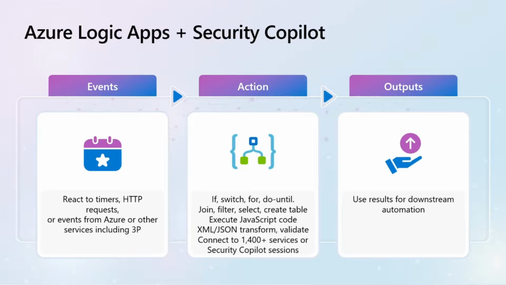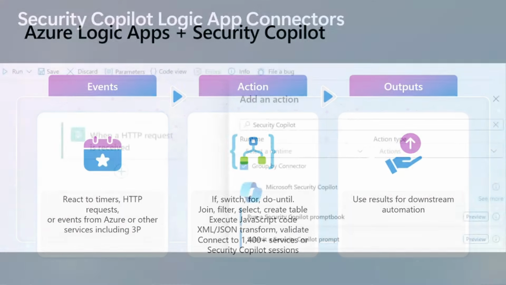And then you also now have connectivity to these multiple services, Security Copilot included. And this is how we are now able to submit a prompt or a promptbook to Security Copilot for reasoning. And as an output, we can take that output and use it for further automation downstream. So this is the simple flow of how things go when you're using Logic Apps and Security Copilot.